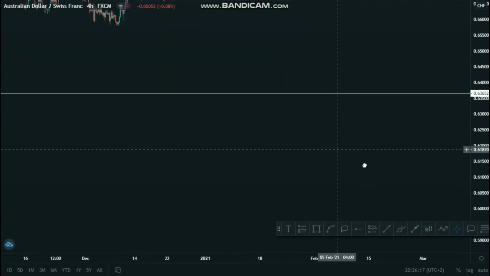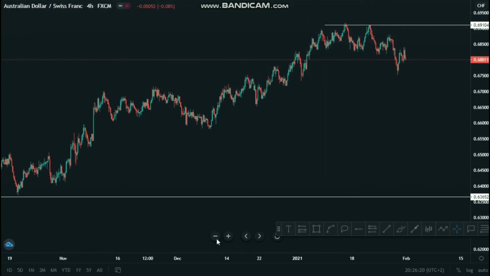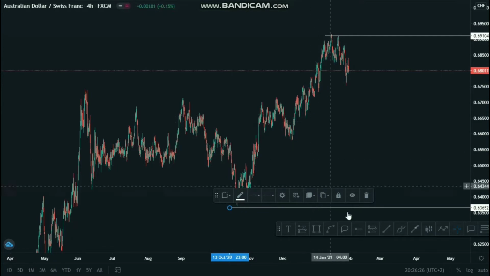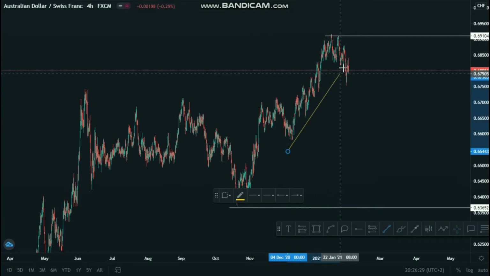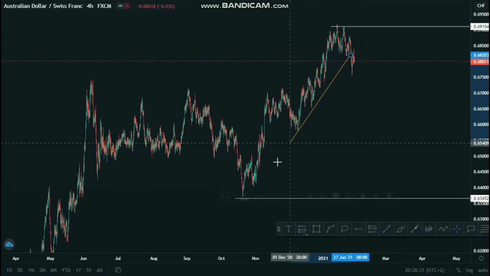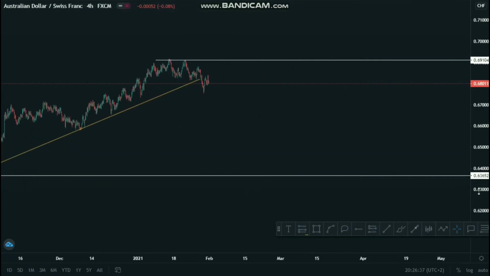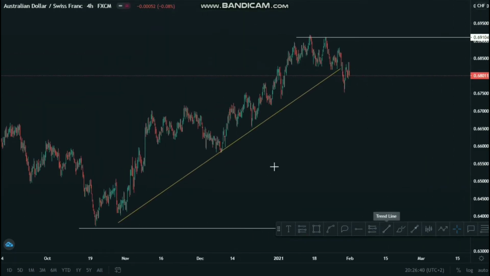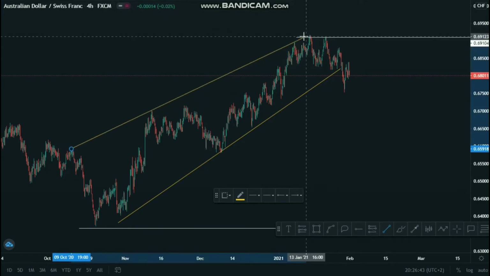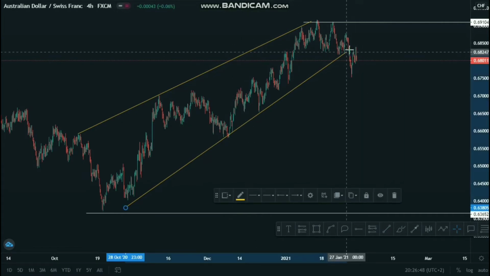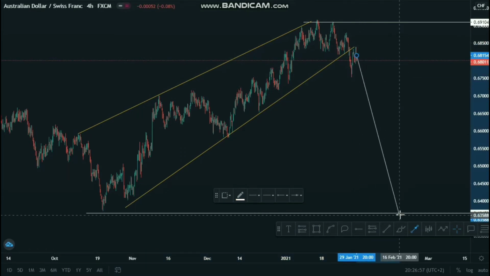Focusing on structure, in this instance on AUD CHF, we had a rising channel which has been respecting this trend line right here. And on the top side of things, it's been respecting this level of structure. And here we see it broke this level of structure, and now we're expecting selling opportunities to the downside, as this looks like a breakout and retest structure. So we're going to be looking for selling opportunities from this level to this downside level.